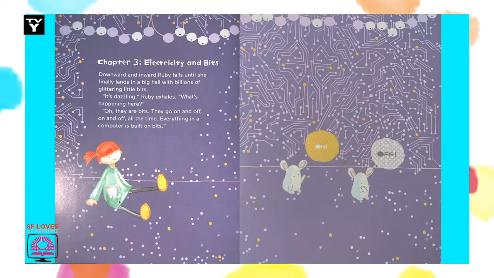Chapter 3: Electricity and Bits. Downward and inward, Ruby falls until she finally lands in a big hall with billions of glittering little bits. It's dazzling, Ruby exhales. What's happening here? Oh, they're bits. They go on and off, all the time. Everything in a computer is built on bits.